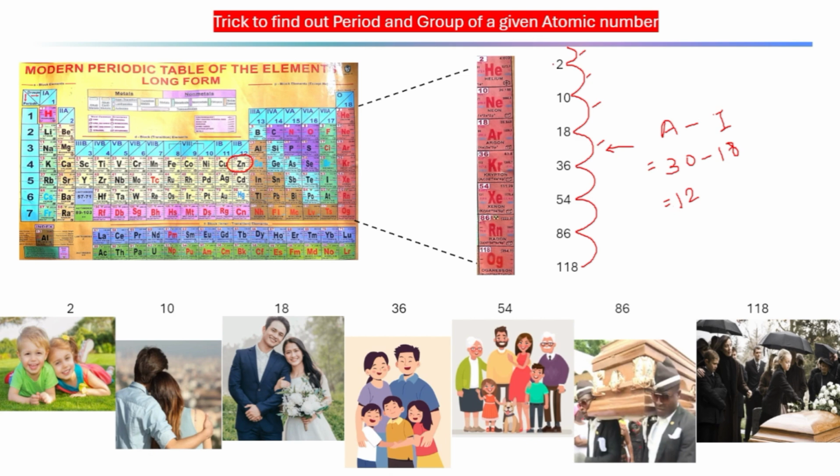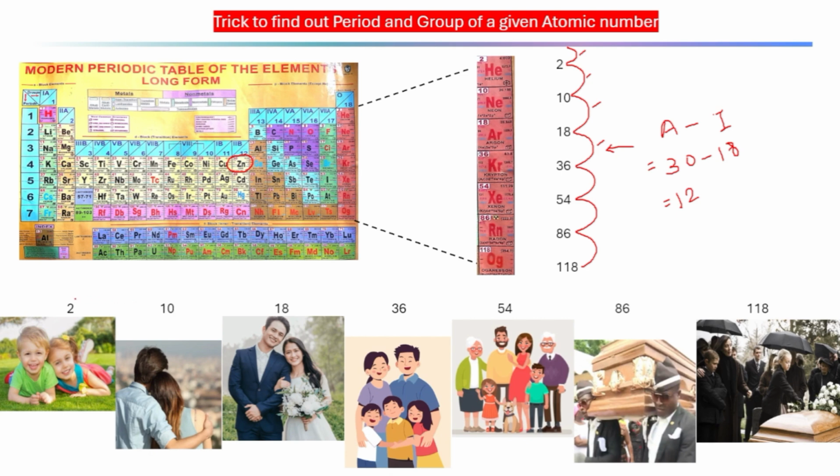So for that, you just have to remember these inert gas elements' atomic numbers. If you remember that, you can easily calculate the period and group of any given atomic number. Now how to remember these values? To remember these values, you have to take help of your ideal life story or your ideal love life.